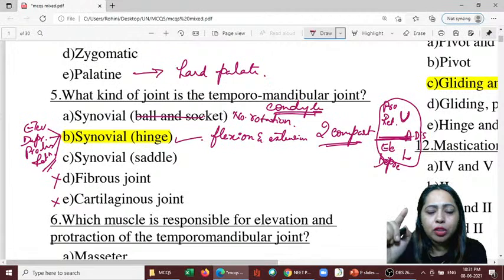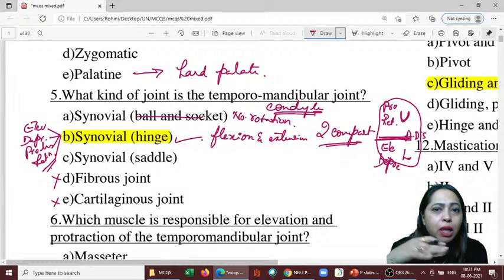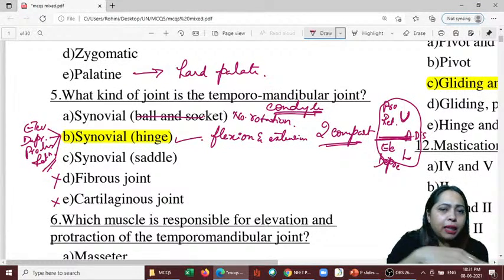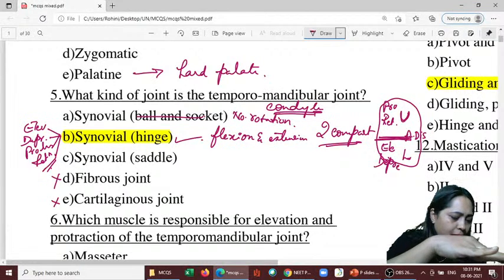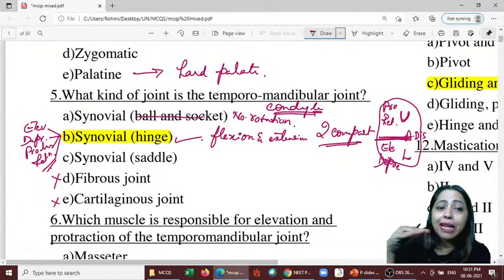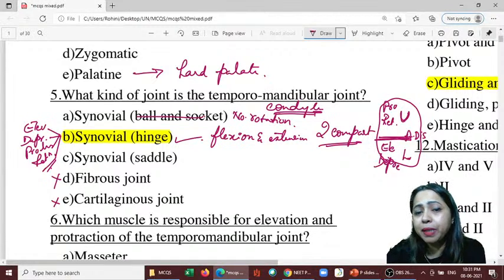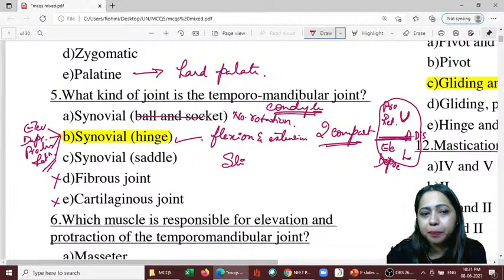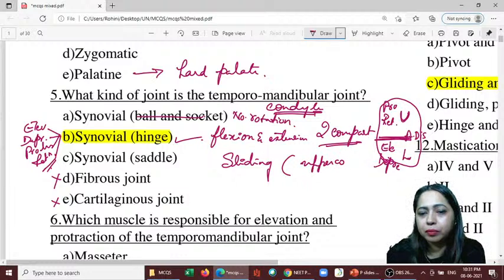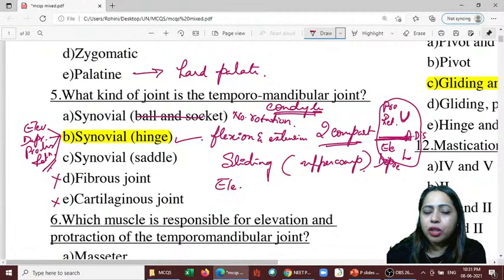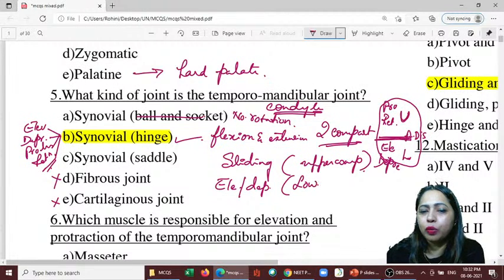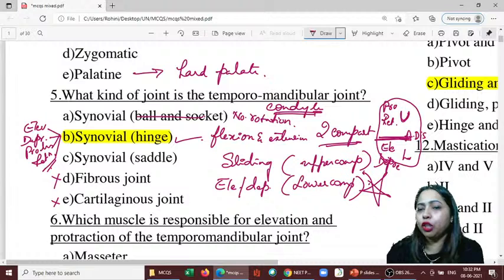So this is the action of the temporomandibular joint. It can open, close, and slide forward and come backward. That is protrusion and retraction, which is called sliding movement. So sliding happens in the upper compartment, and elevation and depression happens in the lower compartment. This is a very, very important thing to remember.